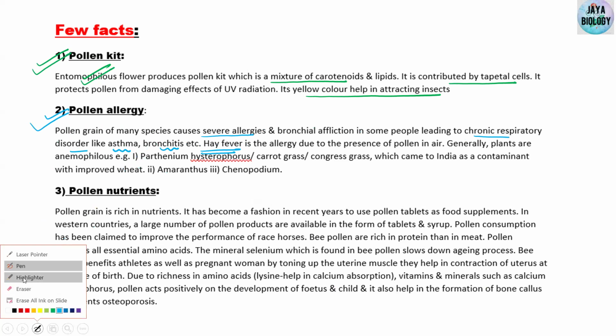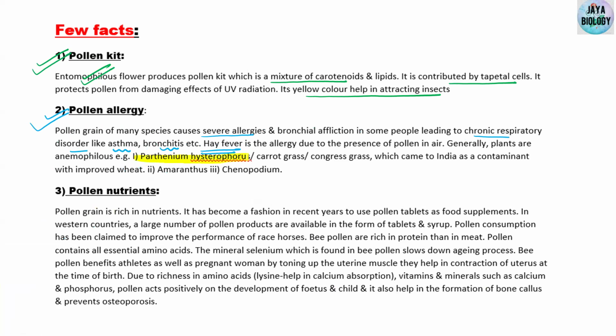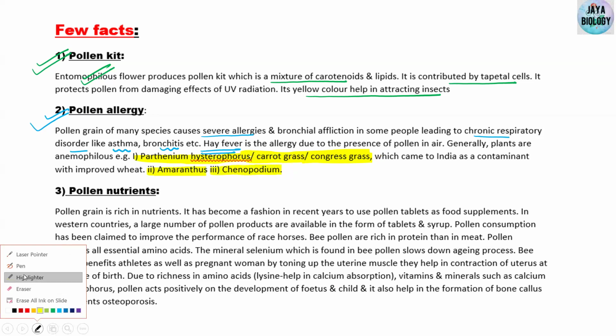Parthenium is also known as carrot grass, also known as Congress grass, because it was brought to India with contaminated wheat. At the time the Congress was in power. Then the second example is Amaranthus and the third example is Chenopodium. So these are a few examples of plants whose pollen are responsible for creating allergy.